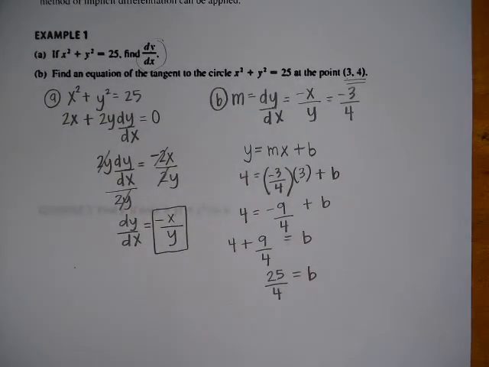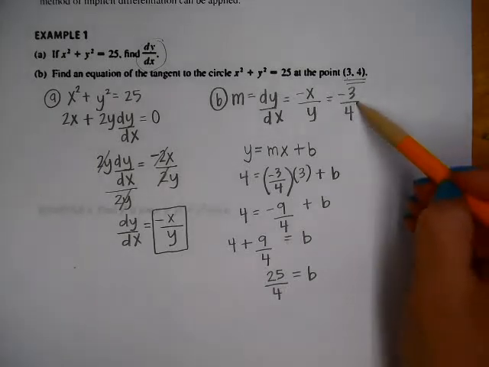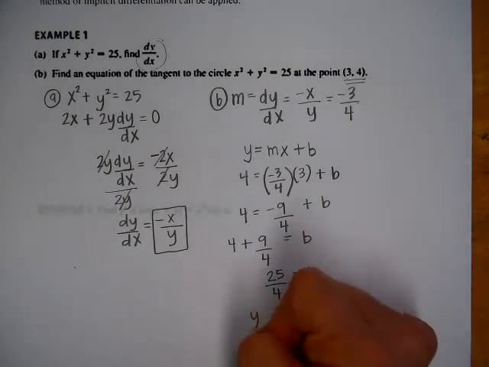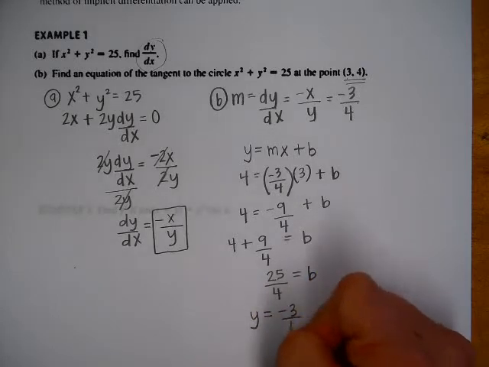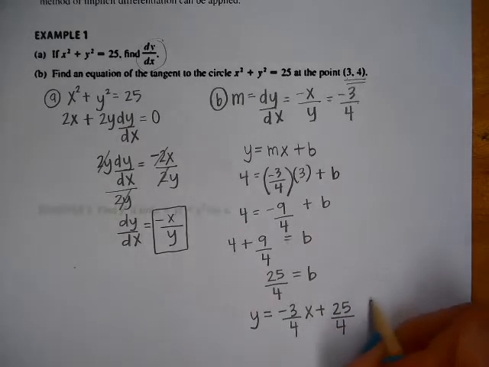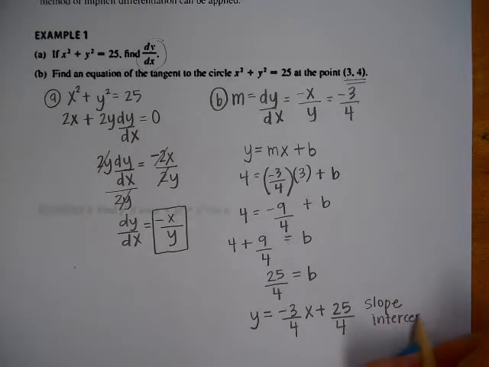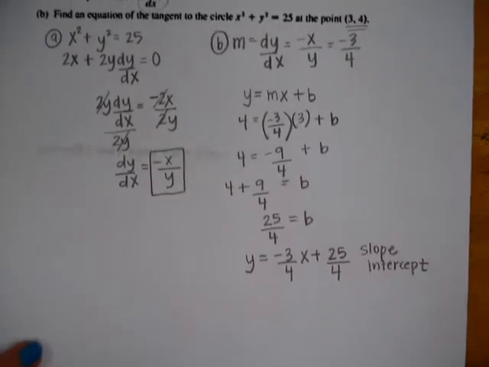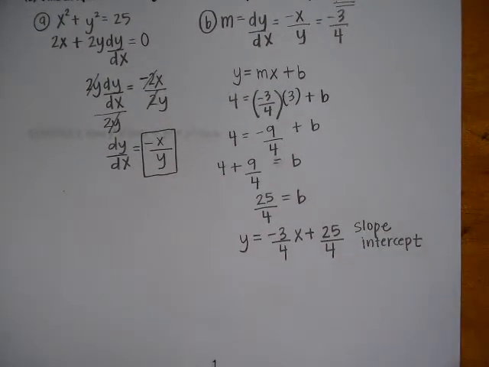Alright, so 25/4. Okay? Alright, so now we know our y-intercept. You already know your slope here. So that means that your equation is going to be y equals negative 3/4 x plus 25/4. Now, this is slope-intercept form. Okay? And that is the form that we've pretty much been leaving everything in at this point, is slope-intercept form.